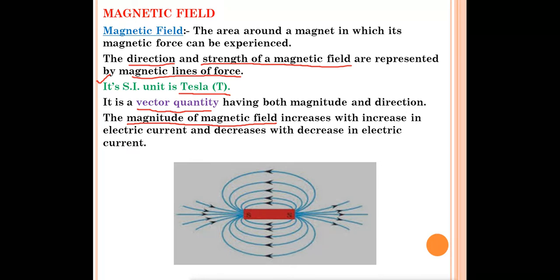So once again we'll repeat. What is magnetic field? The area around a magnet in which its magnetic force can be experienced is called magnetic field. And on what property will the direction and strength of magnetic field depend? It will depend on magnetic lines of force. And what is the SI unit of magnetic field? Tesla. It is a vector quantity having both magnitude as well as direction. And when will the magnitude of magnetic field increase? When we increase the electric current. And when we decrease the electric current, the magnitude of magnetic field will also decrease. Okay.